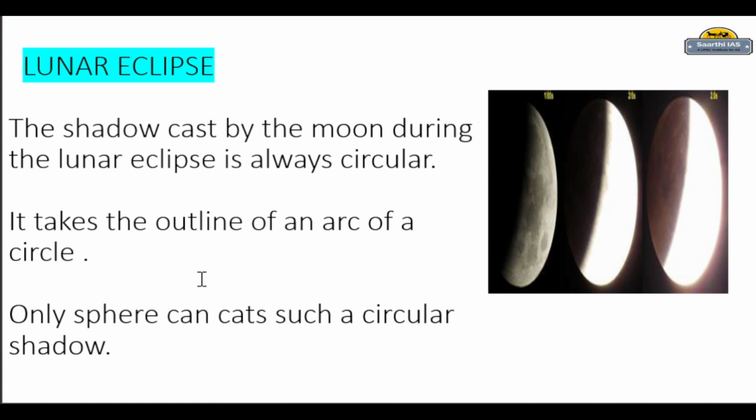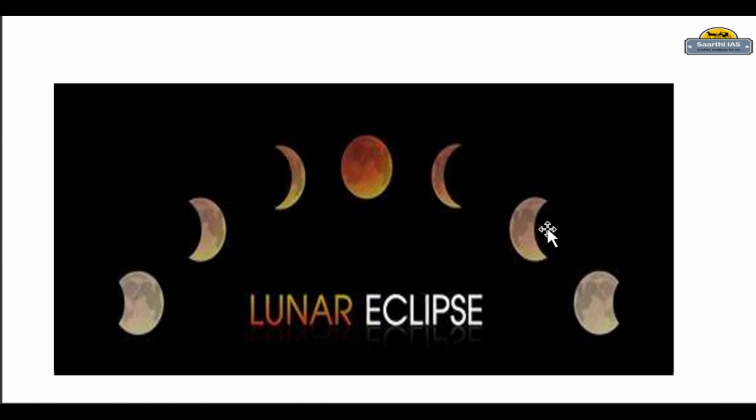We all know the shadow cast by the Earth on the moon during the lunar eclipse is always circular, and it takes the outline of an arc or a circle. And this is a proven fact that Earth is spherical in shape. In this picture, you can see the moon's surface, and in this way the Earth's shadow is cast over the moon in the form of an arc. In the next picture, you can also see how an arc is formed and how the shadow is created, and thus lunar eclipses are also an example that proves that Earth is spherical in shape.